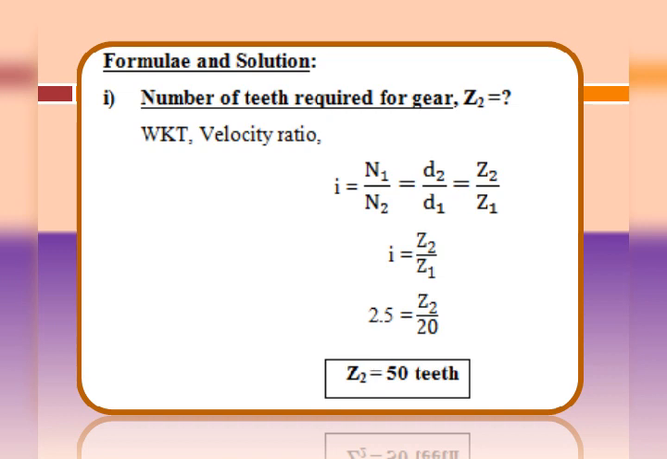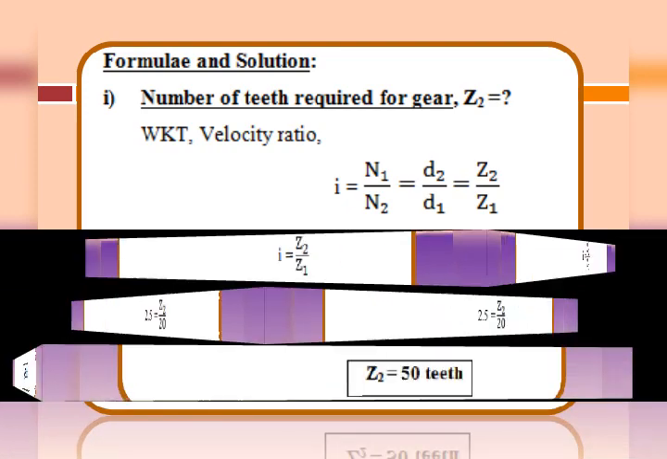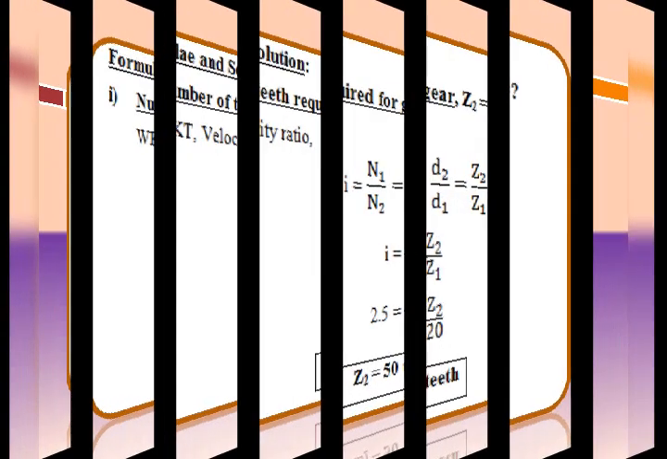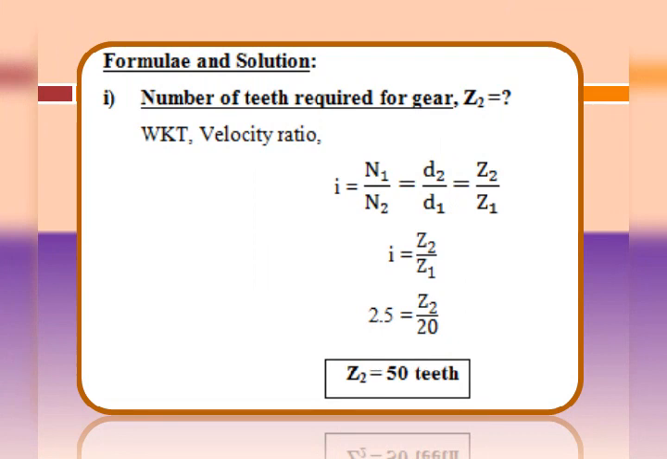by N2, that is speed of driver to driven or speed of pinion to gear, that is equal to diameter of the gear to the diameter of the pinion, that is D2 by D1, that is equal to m Z2 divided by m Z1. Module m gets cancelled, and Z is nothing but number of teeth on gear divided by number of teeth on pinion. Now by substituting, we'll consider only one term, that is i is equal to Z2 by Z1. Here Z2 value we need to calculate.